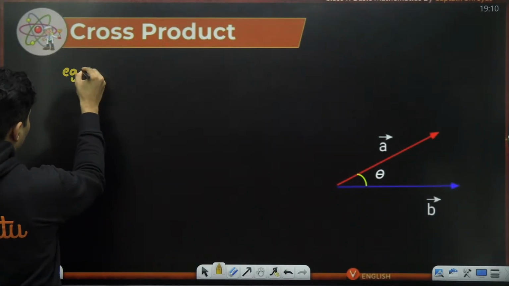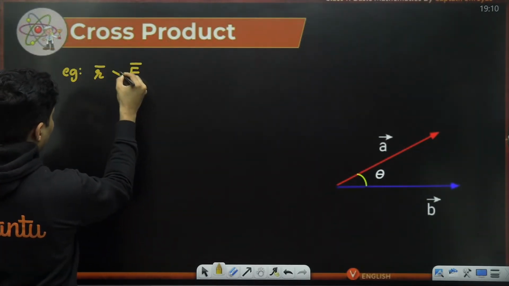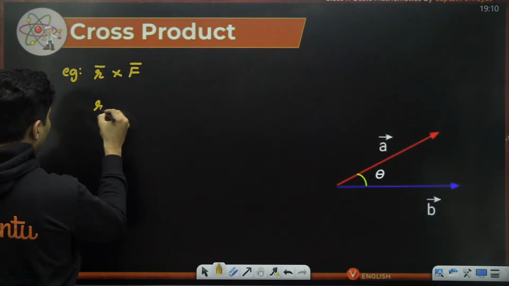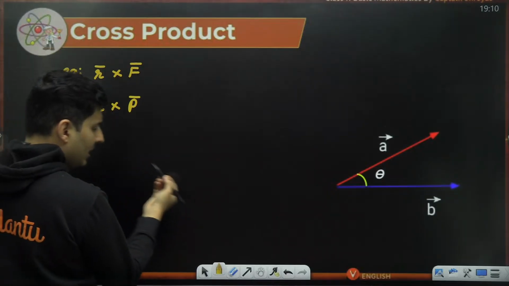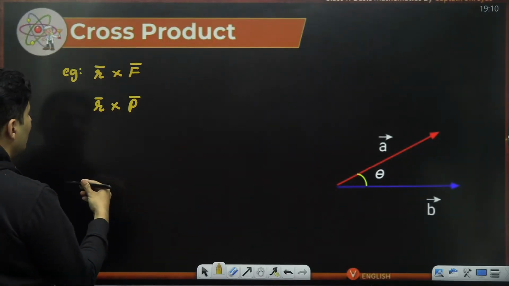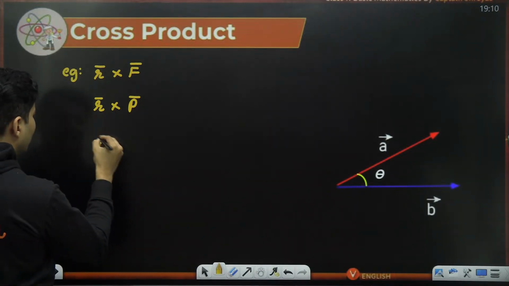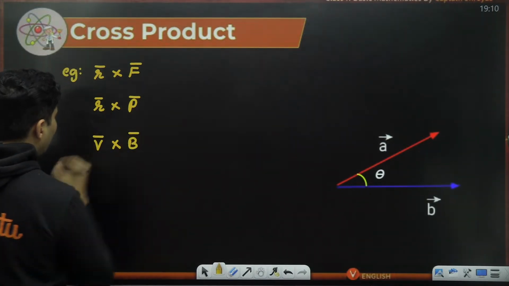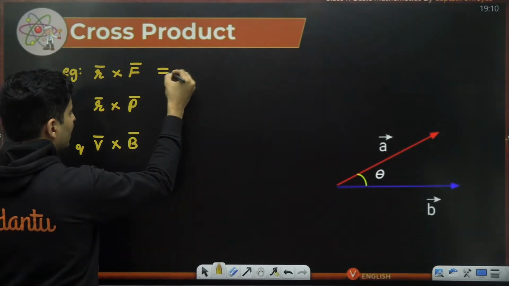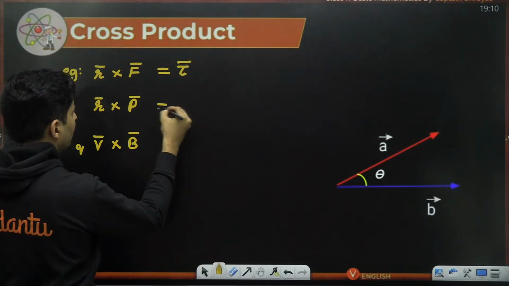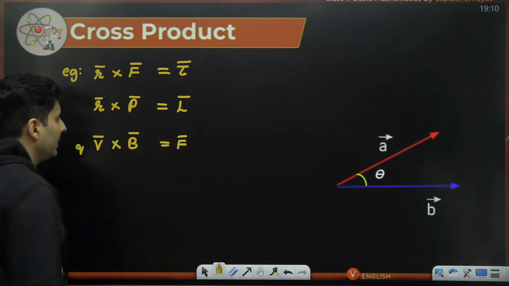Examples, like I take force and I take position and I multiply them. Or I take position and I take momentum and I multiply them. Or let's say you take velocity and you multiply it with magnetic field and the charge. You will see the outcome of this is a new vector, which is like torque. Here it is angular momentum. Here this is the force on a charge due to magnetic field.